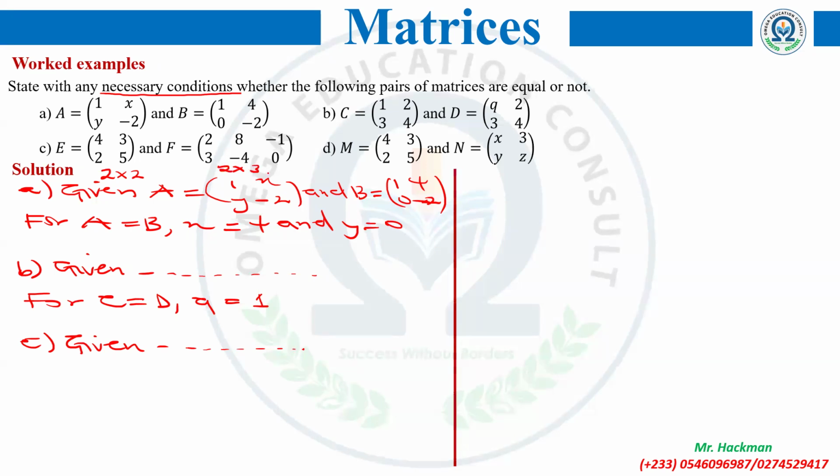Is there a possibility for these two matrices to be equal? No. Why? Because the order is not the same. Very good, as simple as that. If the order is not the same, you cannot talk about the entries. Once the order is not the same, it's sufficient for you to say that the matrix cannot be equal.